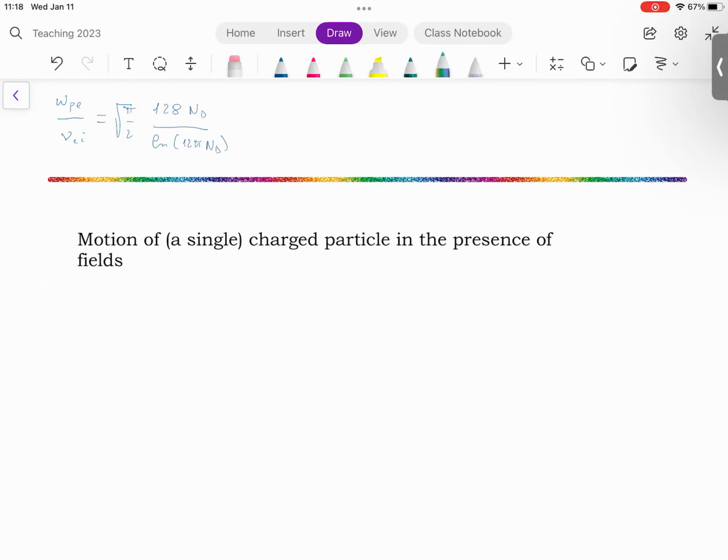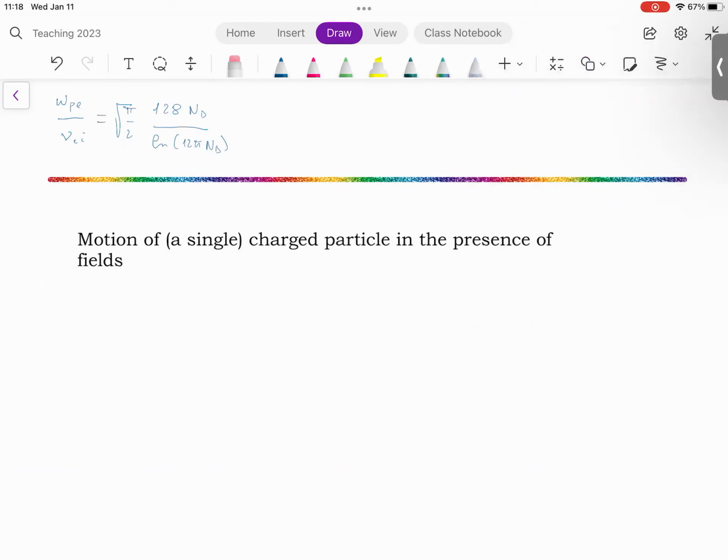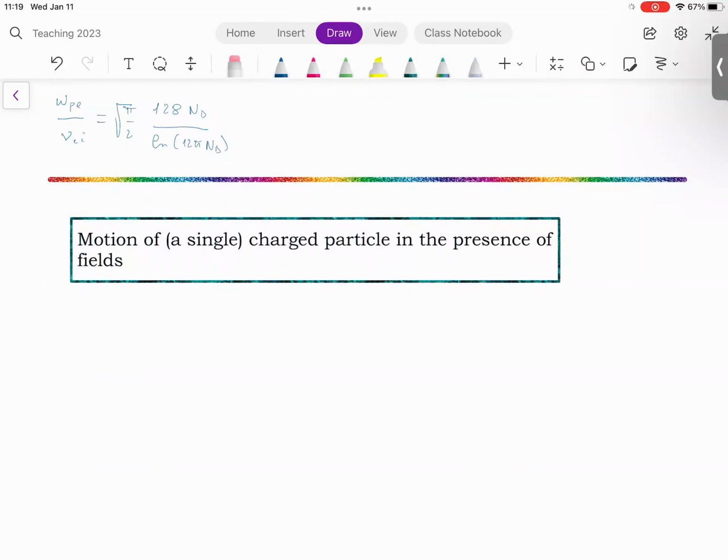You may see some issue with what I'm doing here, or maybe not, because I haven't said enough to cause an issue yet. But let me be more precise about what I'm going to look at. What I want to consider is how a charged particle is going to move in a given electric and magnetic field.